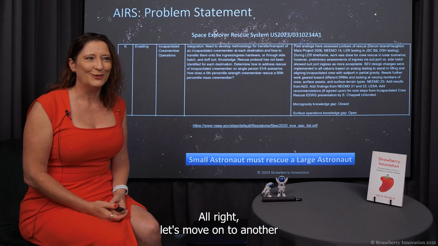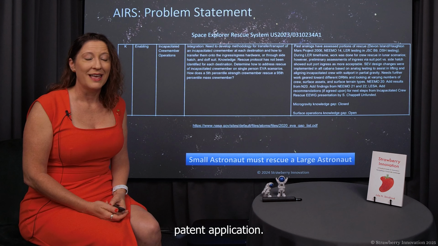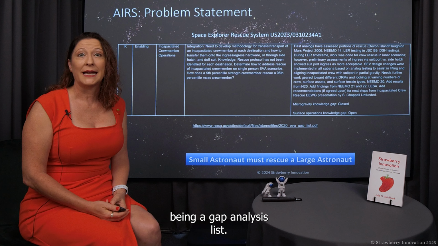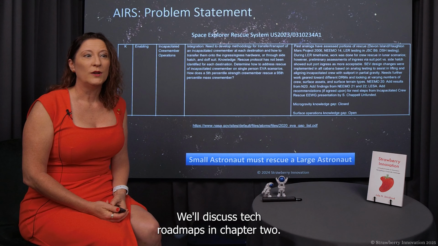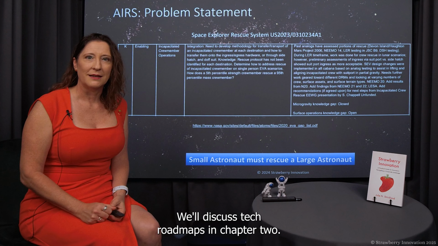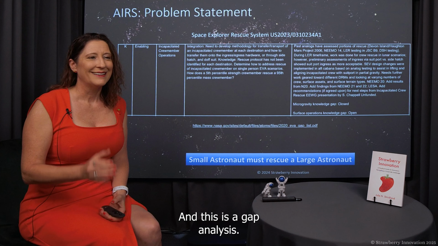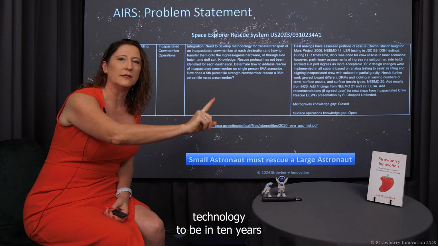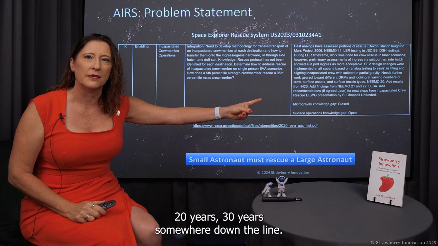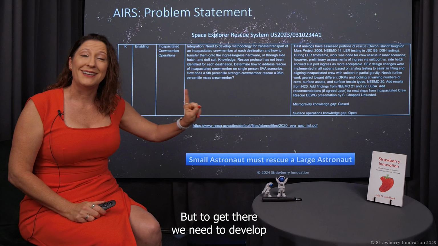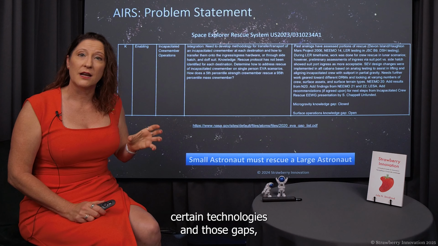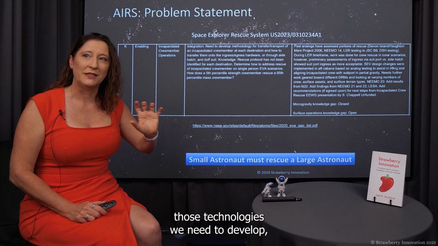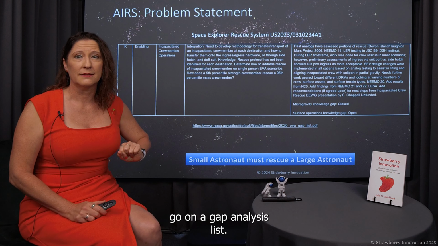All right, let's move on to another patent application. And this one starts with the 0th step being a gap analysis list. We'll discuss tech roadmaps in Chapter 2, and this is a gap analysis. So a tech roadmap says, hey, this is where we want technology to be in 10 years, 20 years, 30 years, somewhere down the line. But to get there, we need to develop certain technologies. And those gaps, those technologies we need to develop, go on a gap analysis list.